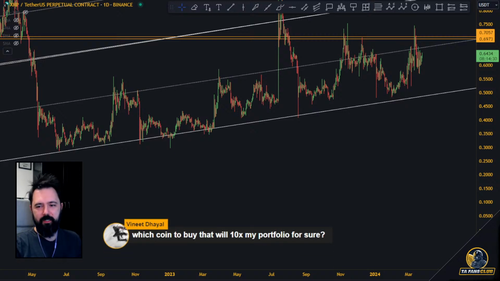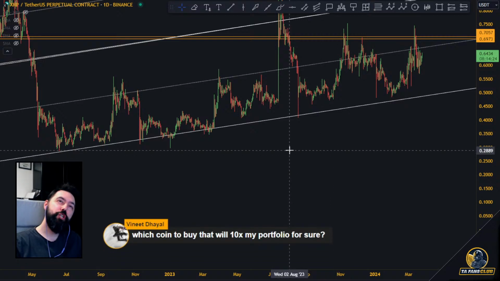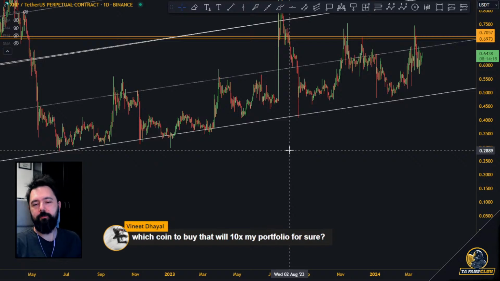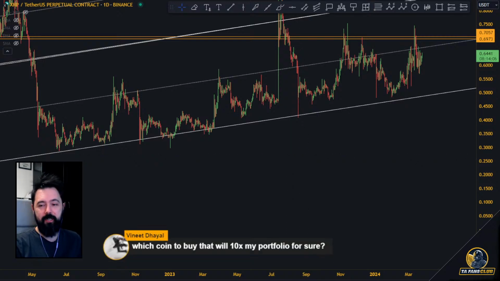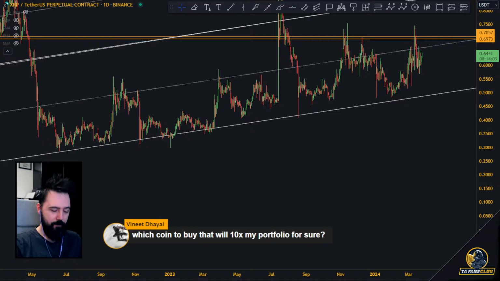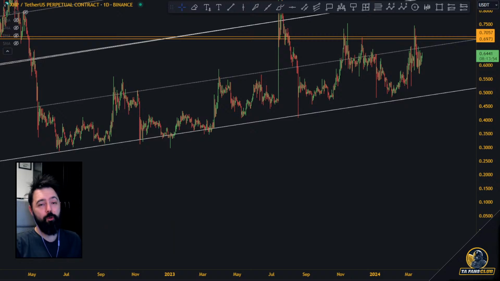Which coin to buy that will 10x my portfolio for sure? If I knew that, well, technically for sure, I don't think there is anything like for sure, right? There is probabilities, high probability, low probability. Technically, Bitcoin can also 10x your portfolio, but we are talking about time frames, right? What kind of time frame do you want your 10x in? If you want your 10x in the next 2 weeks, then Bitcoin is not the way to go. If you want your 10x in the next 20 years, maybe Bitcoin is the way to go. So time frame is important, but it's good that you already know that you want 10x.